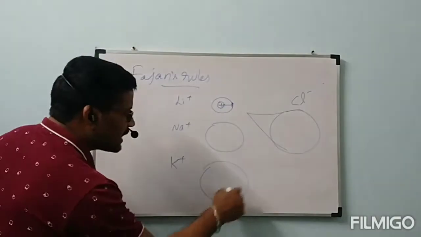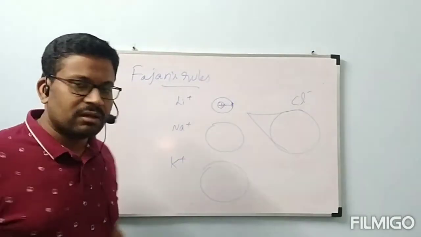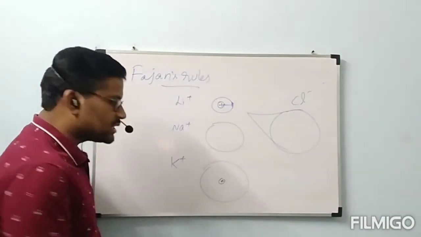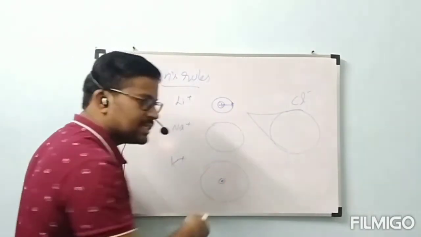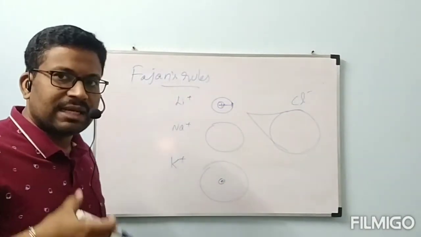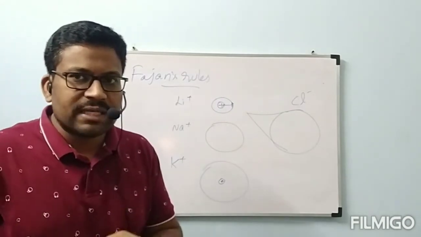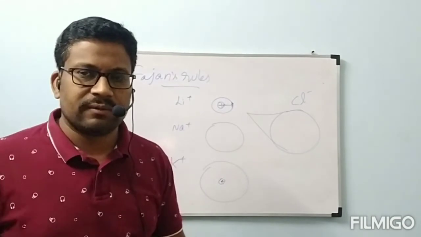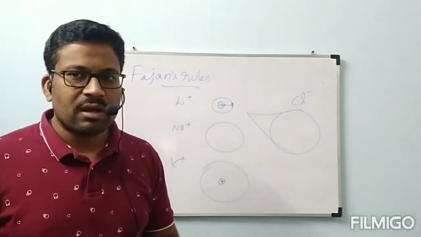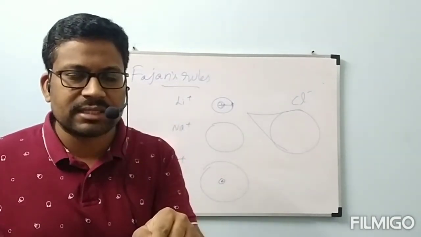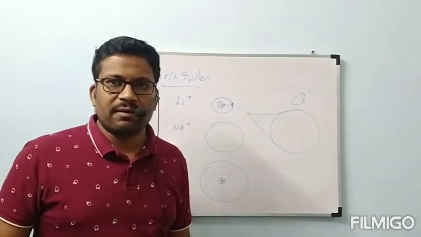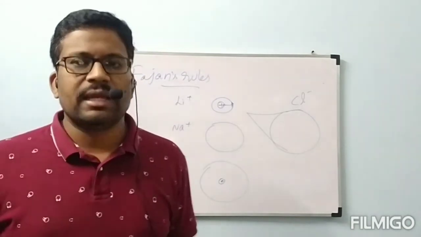A smaller cation has more covalent character when compared to a bigger cation. Here, if you take K plus, it is bigger. The nucleus and outermost shell are very far away from each other. Because of that, the nucleus cannot polarize the Cl minus. That capability of polarizing the anion by the cation is called polarizing power. When polarizing power increases, covalent character increases.